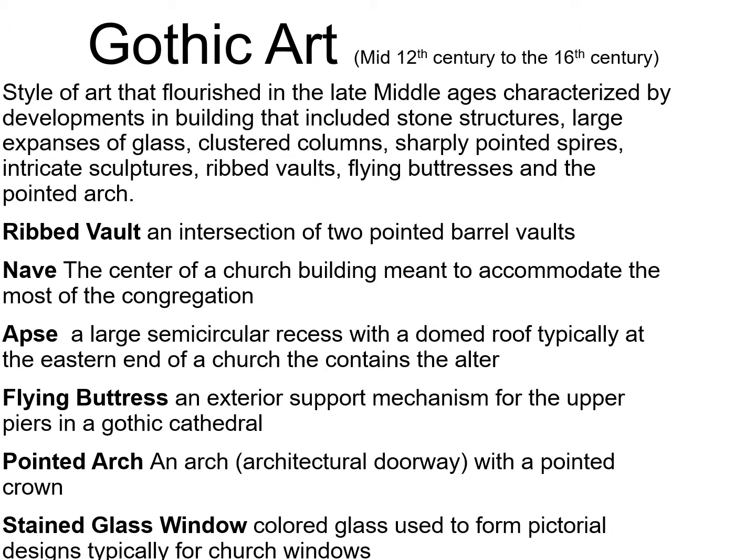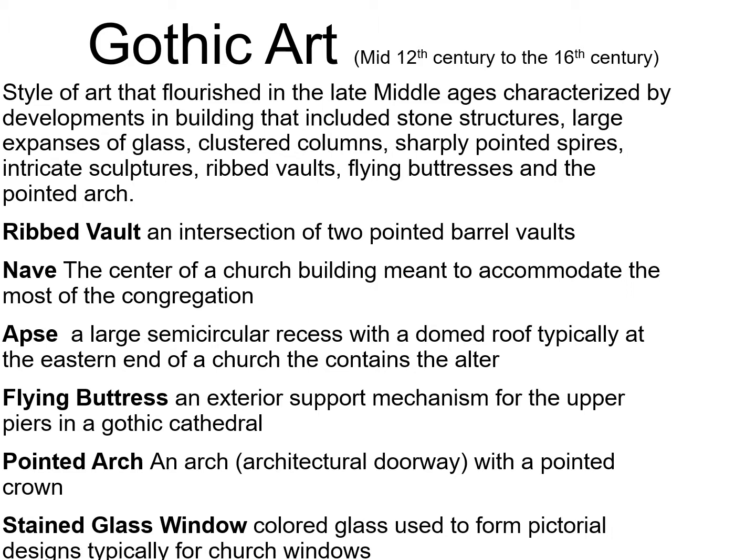the pointed arch itself. I have some terminology here that I'd like for you to have in your notebook if you're part of my online classes. Ribbed vault, an intersection of two pointed barrel vaults; a nave, which is the center of a church meant to accommodate most of the congregation; apse, a large semicircular recess with a domed roof, typically at the eastern end of a church and typically containing an altar; flying buttresses.